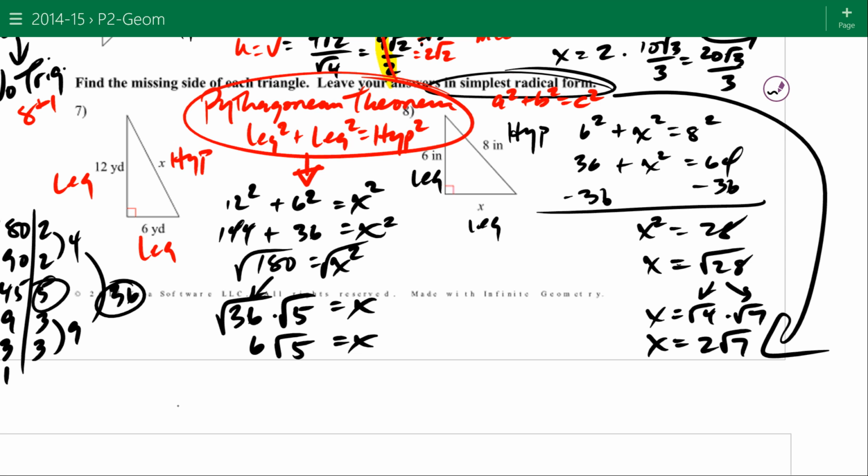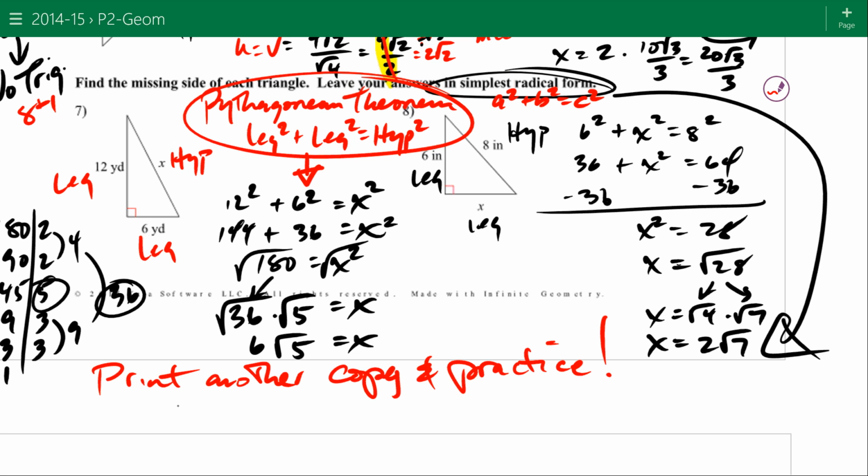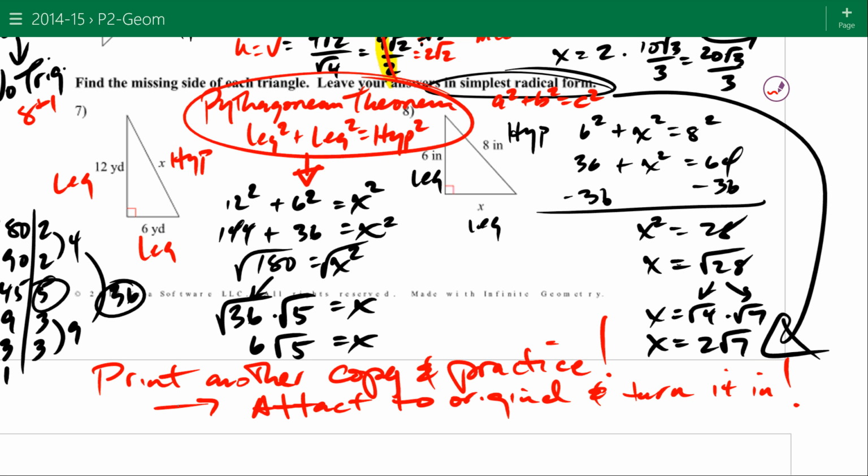Okay, and now the last thing I want you guys to do is this. I'm going to put it in red. I want you to print another blank copy of this, and practice. When you're done, attach it to the original with your corrections, and turn it in. I will not allow anybody to retest unless they correct their test, practice, and then turn everything back in.